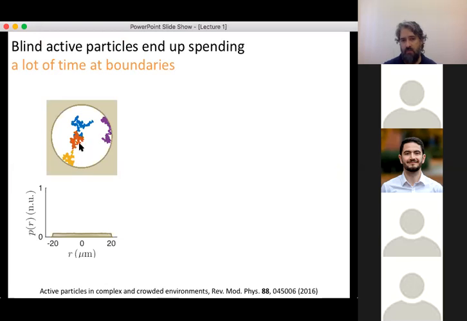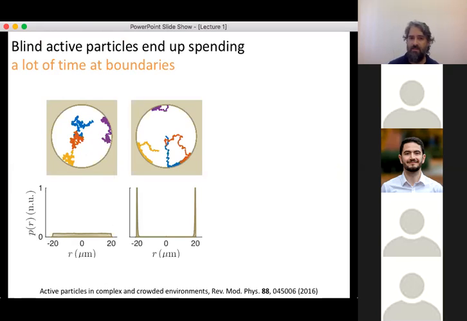Imagine here that you have a normal Brownian particle in a well. There is this circular well and there are these Brownian particles moving around. What they will do is explore uniformly the whole well, so their probability distribution is perfectly uniform. Now, if you have active particles instead, what will happen? The active particle will go straight to the wall and spend a lot of time on the wall until it rotates away from it, but as soon as it rotates away, it will go to the other side of the wall. So the distribution of the active particles, as long as their activity is sufficiently high, will make them spend a lot of time at the walls.